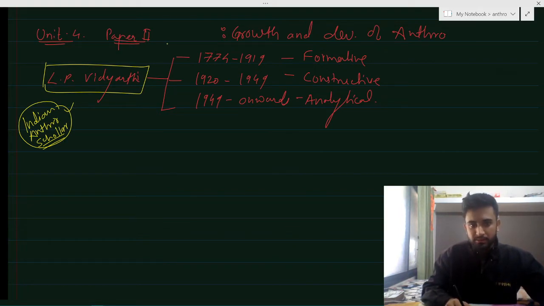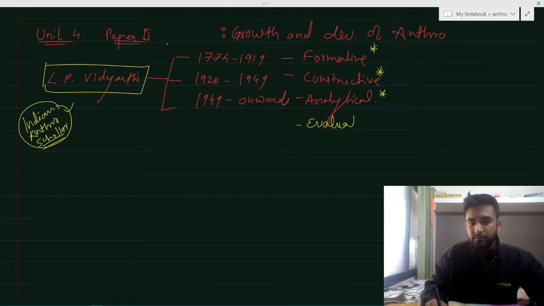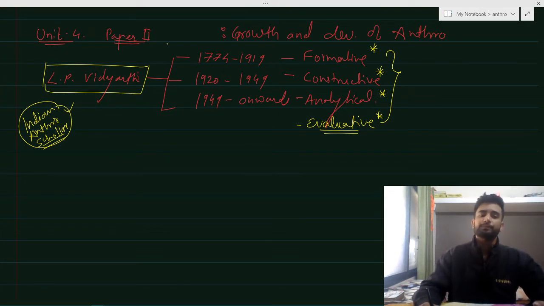So we are going to discuss a lot of anthropologists like Vidyarthi, Sankalia, Mazumdar, S.C. Roy, Dubey, B.K. Roy, Burman, all these important scholars, Iravati Karve for that matter. Now we have to learn these individual things. What do I mean by formative, what is constructive, what is analytical, and after that there is an evaluative phase. Because a separate 10 marker question can come, like formative phase of anthropology or constructive phase of anthropology. So you have to write it down.